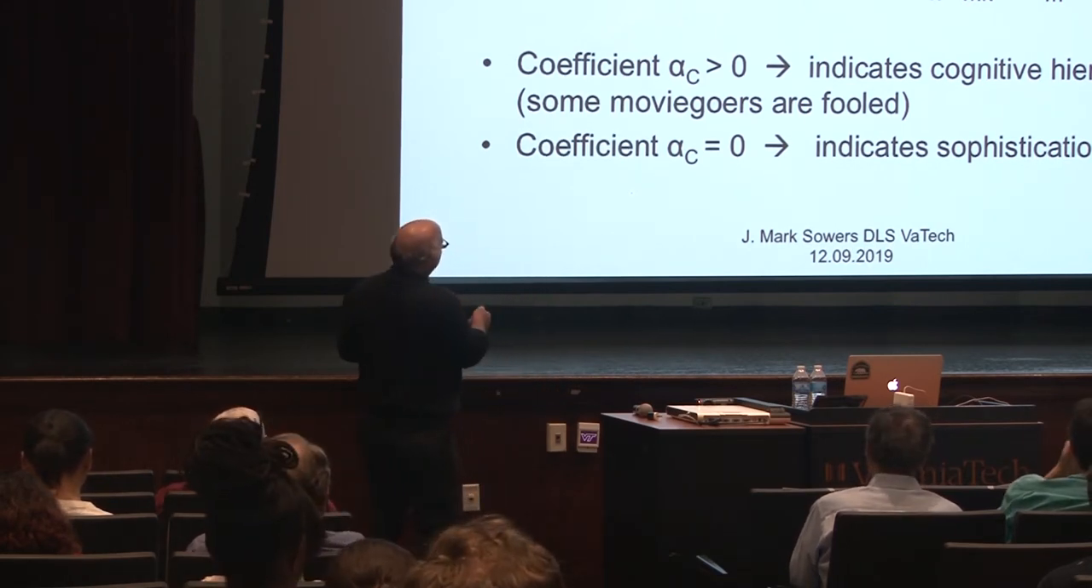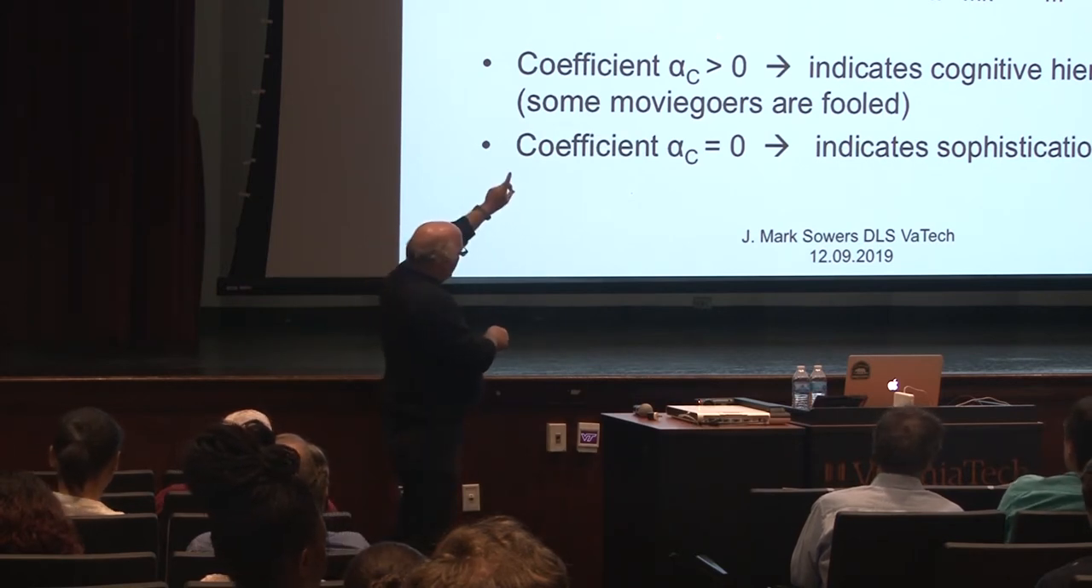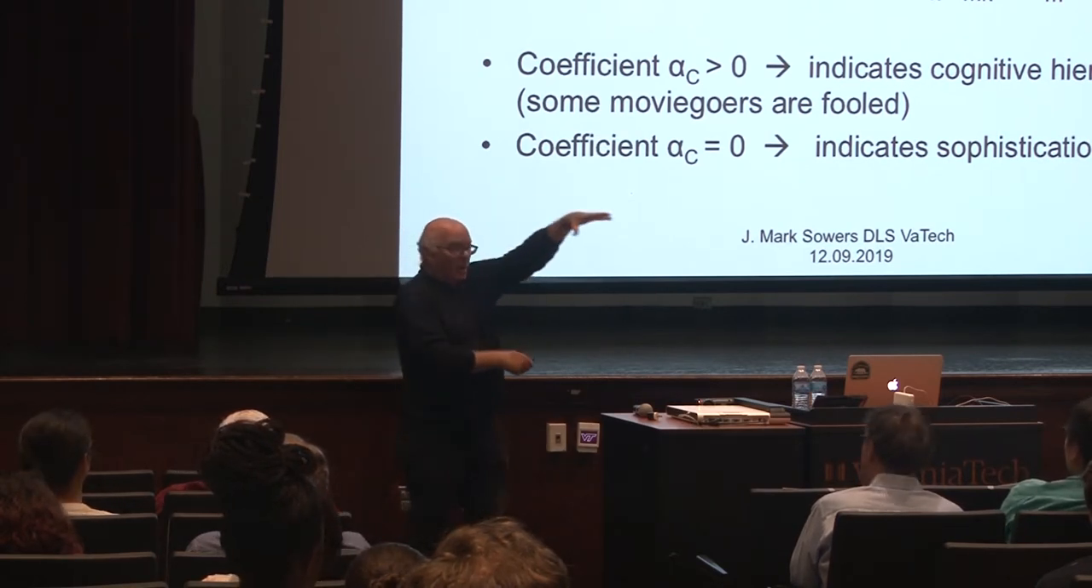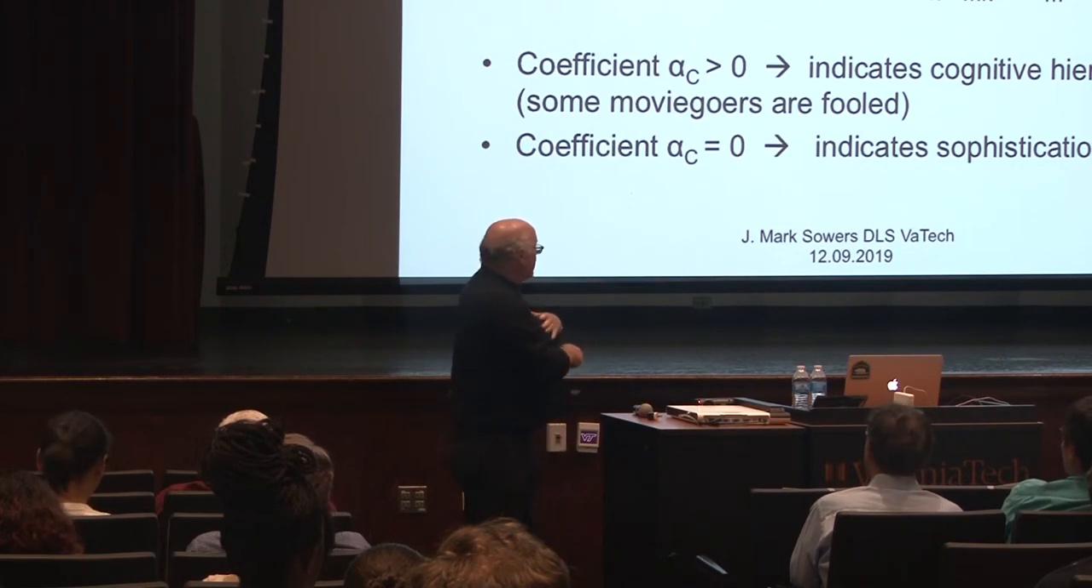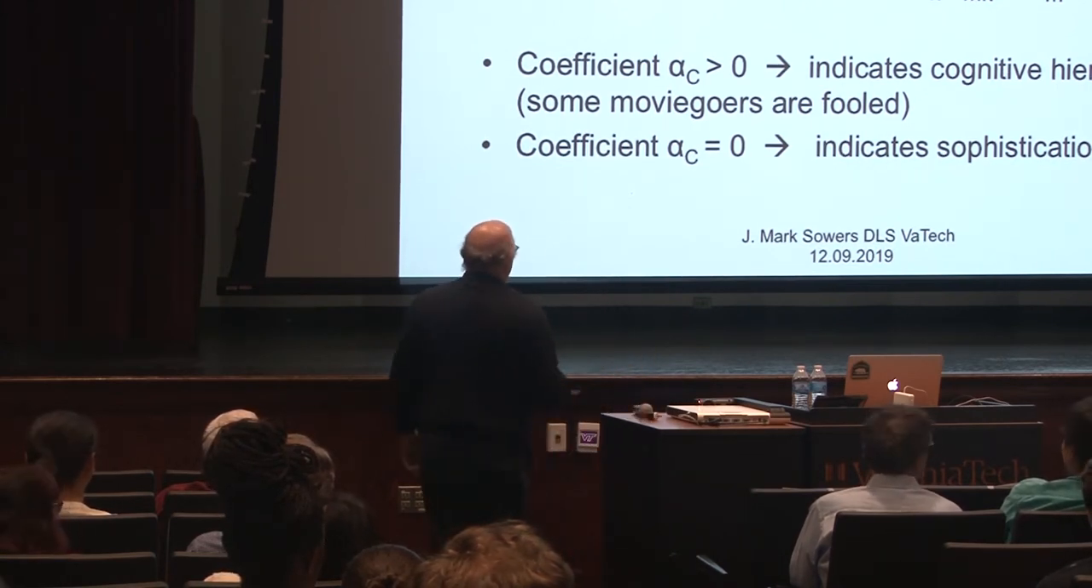So we're going to run this regression. We're going to put in a cold opening dummy variable, a variable that just equals one. If it's positive, that means the cognitive hierarchy theory is correct. If it's zero, that means Paul Milgrom, the future Nobel Prize winner next month, is correct.